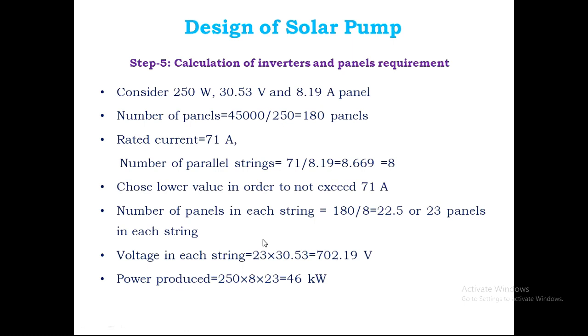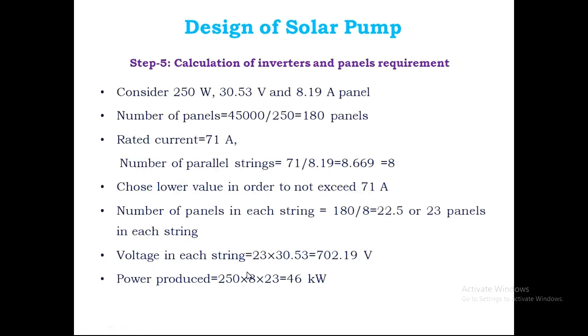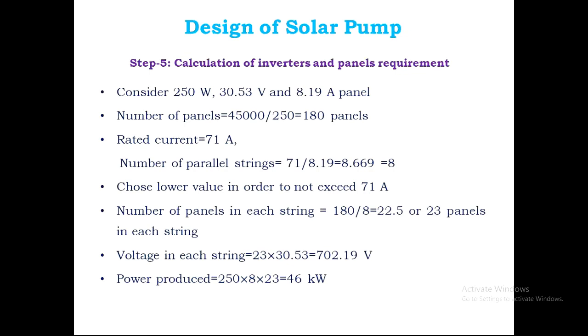Whether this voltage is in the operating range or not. So 23 into 30.53, 702.19, that is in the operating range, 450 to 800. So it is okay. And if you multiply the nominal power, you will get 250 for each module power. So how many panels are there? 250 into 180, you will get 46 kilowatt. So like this, you can design your solar pump.